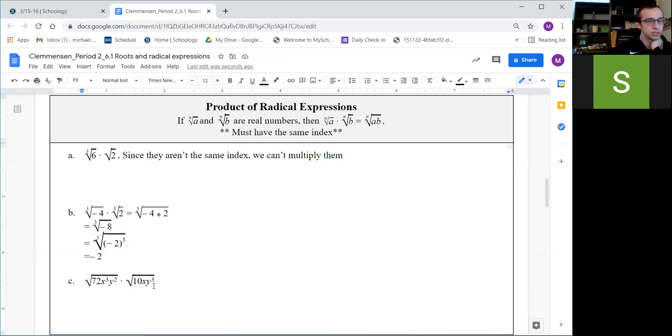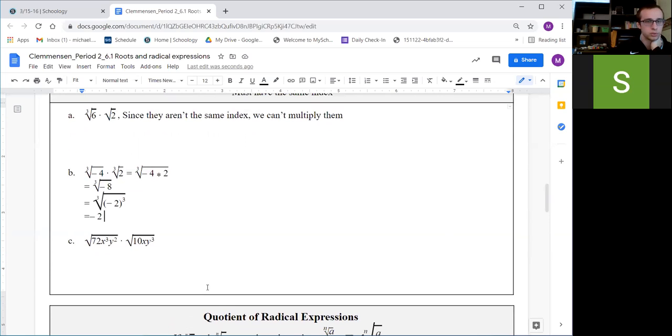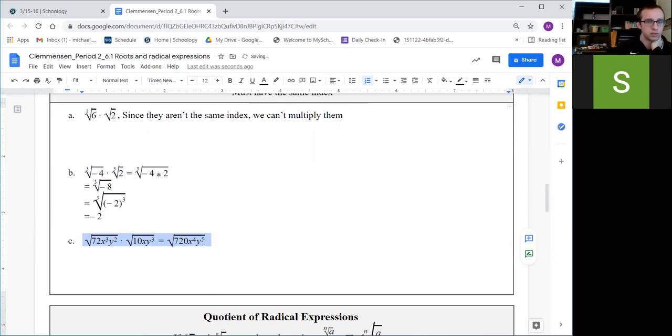I'm going to do that same thing for this one right here. This one's a little bit more like the problems we've done before. Scroll down a little bit so we have some more room. First step again, since they have the same index, the same invisible 2 out front, we multiply them together. We get this right here: 720, x to the 4th, y to the 5th. All right, let's start with that. Once we have them multiplied together, it's the same thing we did above. So let's go over it.